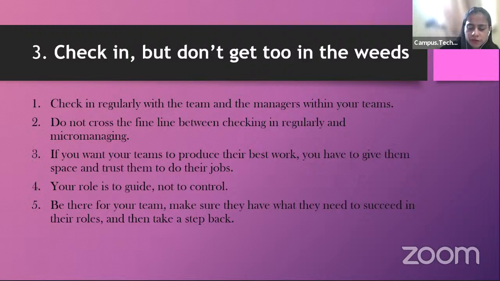There is a very thin, very fine line between checking regularly and micromanaging. So being a leader, you need to understand where you need to stop. What is the line for you which you should not cross? So you need to check the work. You need to be updated on what your team is doing. But by not poking your nose into each and everything they are doing, you cannot go for micromanagement.